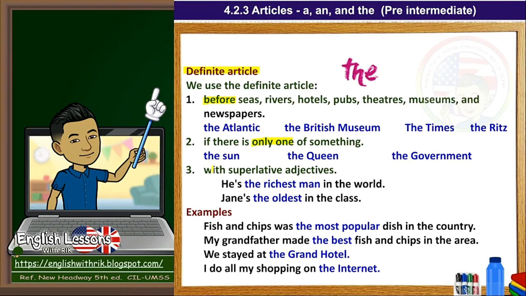With superlative adjectives. He's the richest man in the world. Jane's the oldest in the class.